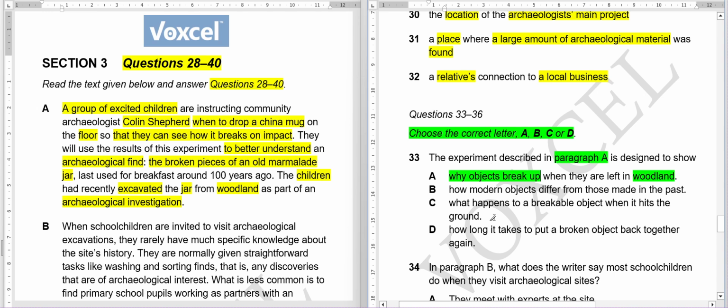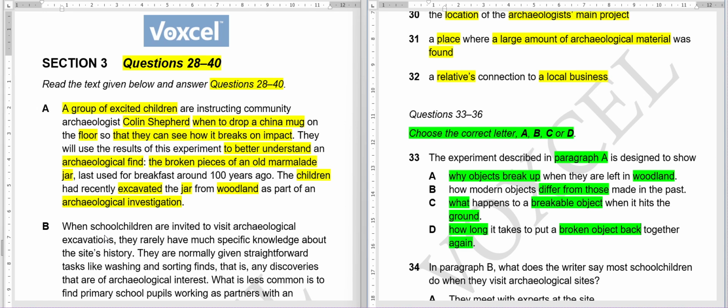B: How modern objects differ from those made in the past. Something about the past, comparison between past and present. C: See what happens to a breakable object when it hits the ground. So the experiment is conducted to show what happens when a breakable object hits the ground. So what happens? Obviously it would break. D: How long it takes to put a broken object back together again. If the paragraph talks about the time it takes to put a broken object back together, like with the help of glue or some other type of adhesive, so how long it will take to join those pieces again, then D will be our answer.